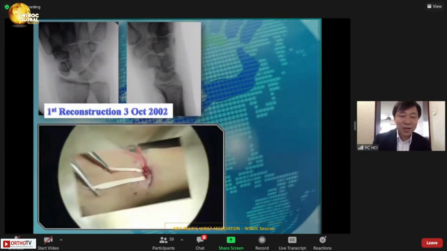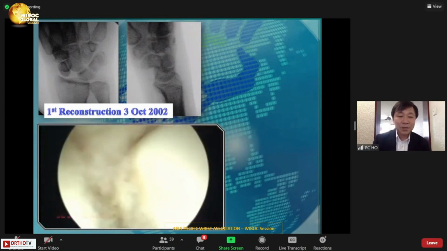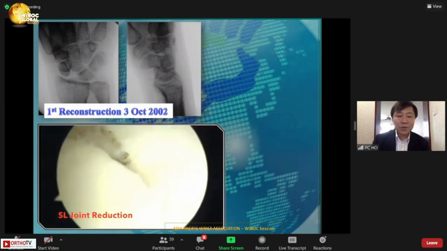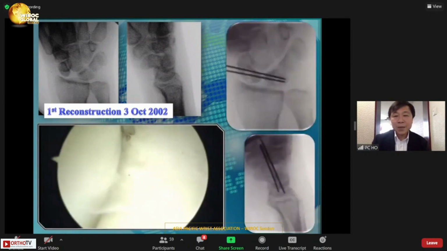So this is a complete drive-through sign, no doubt. So I passed 2 tendon grafts, pulled the tendon together, and immediately you can see that it gives you a very exciting feeling, because once you pull the tendon, the joint comes back easily. And at that time, I still put a pin across, which actually turned out to be some mistake. And actually it was quite enjoyable.